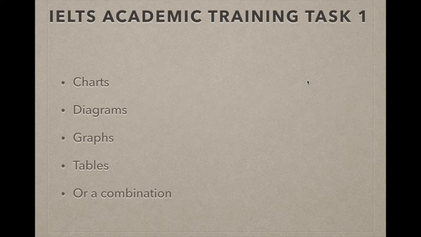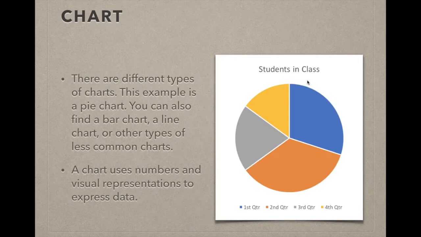Okay, so now let's look at the IELTS academic training task 1. So there's charts, diagrams, graphs, tables, or a combination. Okay, so first we have a chart. These are just very simple examples to show you what it might look like. So there are different types of charts. This example is a pie chart. You can also find a bar chart, a line chart, or other types of less common charts on the exam. A chart uses numbers and visual representations to express data.